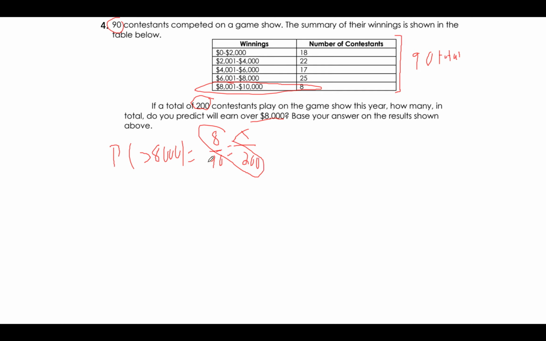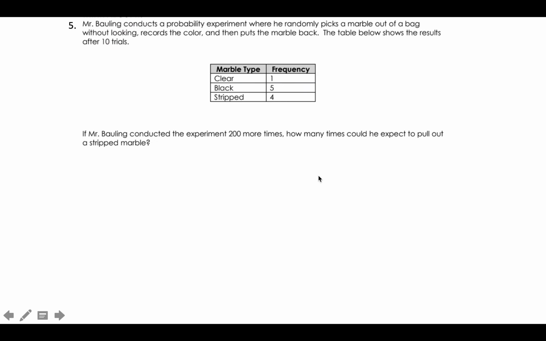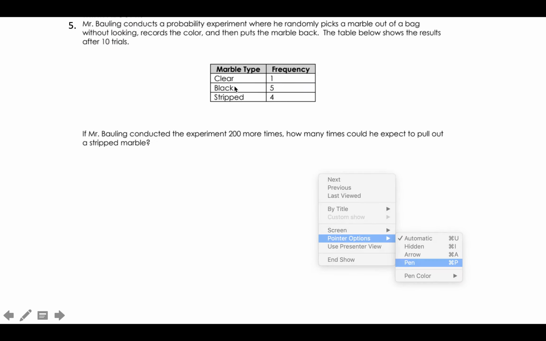So we cross multiply. 8 times 200 is 1,600 equals 90x. Divide both sides by 90. We get 17.7 repeating equals x. So we're just going to simplify that. We predict that 17 people are going to win over $8,000. Awesome. And on to our final question for the day.